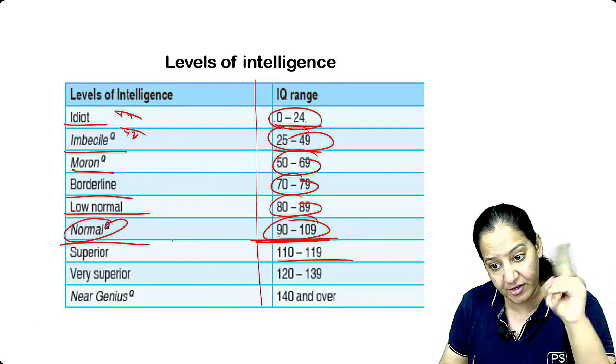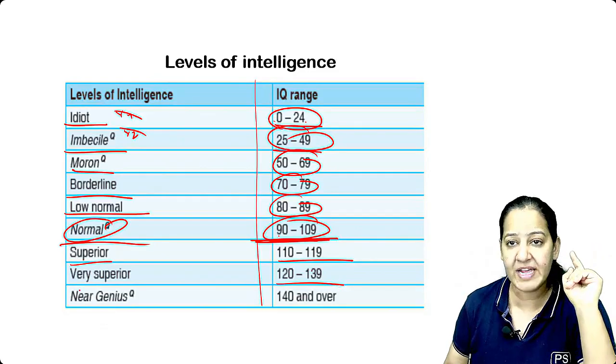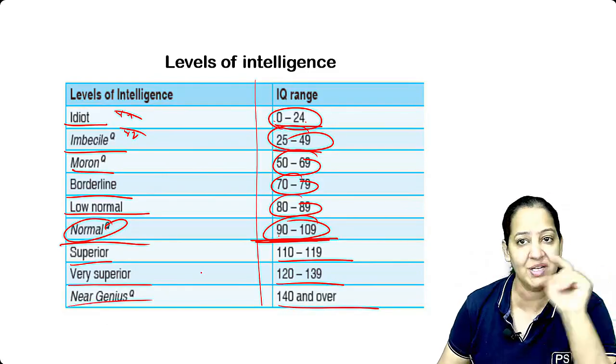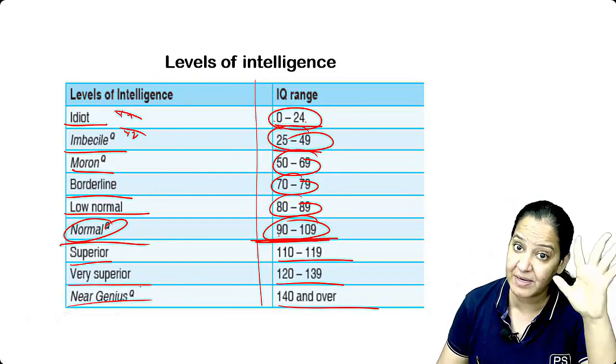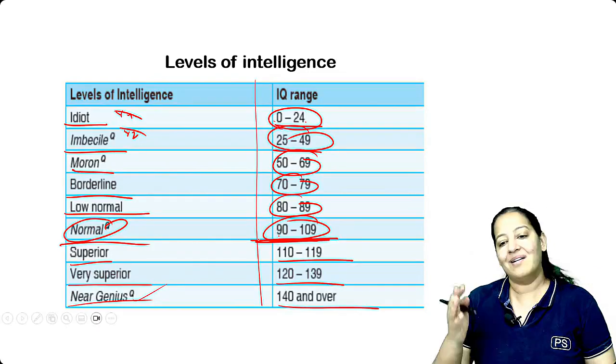110 to 120 is superior IQ. 120 to 140, the person has very superior IQ. And 140 and above, the person is near genius. There is no genius in this world. The maximum a person can be is near genius. So this is the thing. Learn it, learn it, learn it.